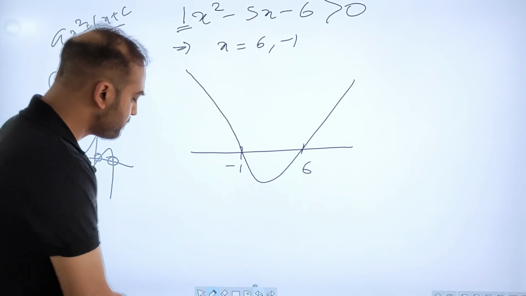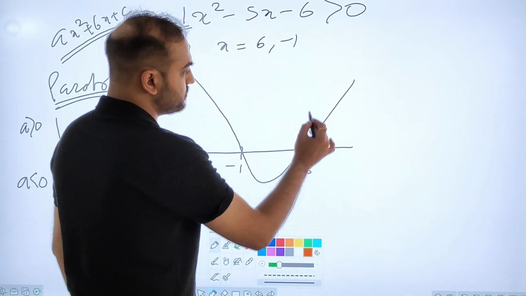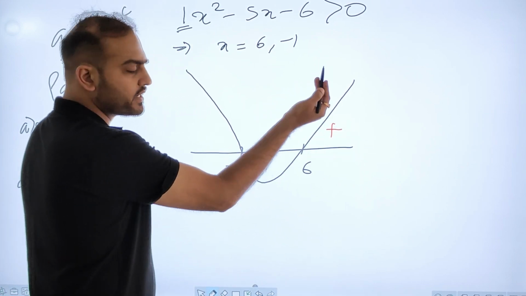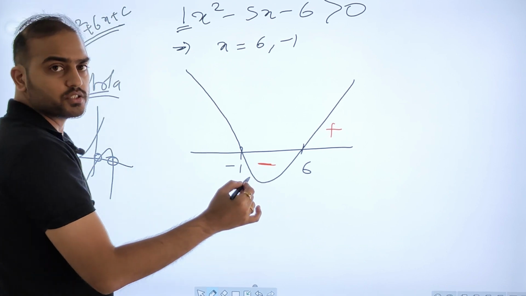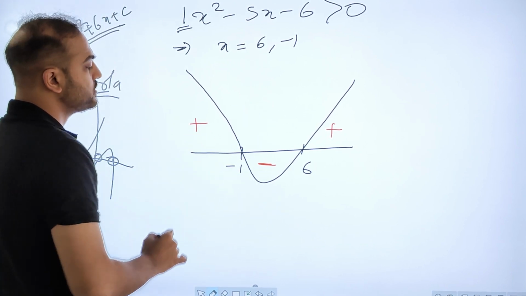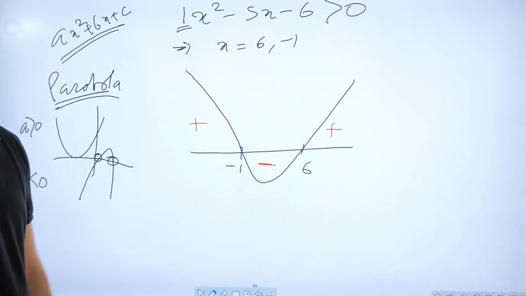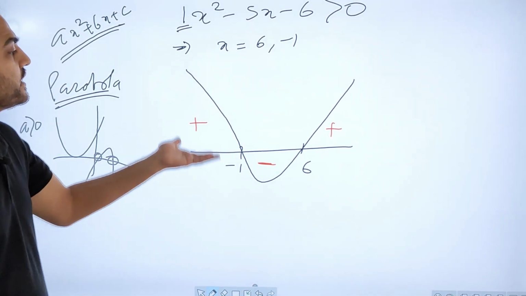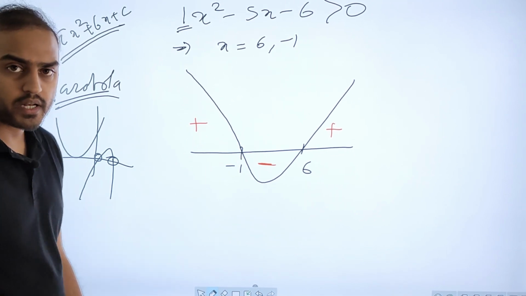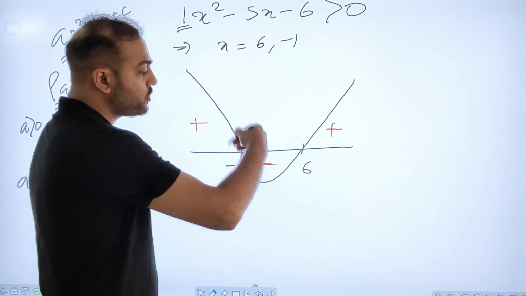So what does that tell you? In this region the answer is positive because it's above the x-axis. In this region the answer is negative because it is below the x-axis, and similarly in this region the answer is positive because again it is above the x-axis. Alright, if I want to summarize, you can draw the graph.